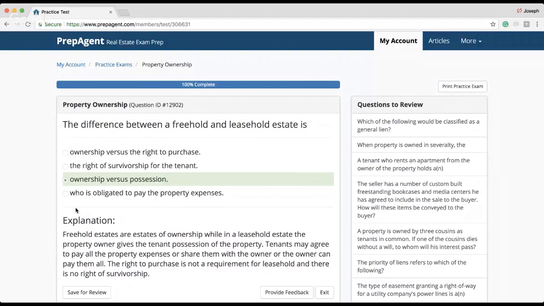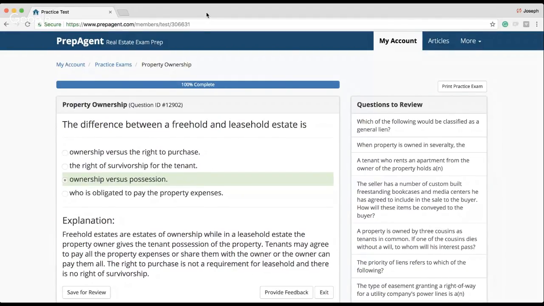Okay, this question's a little tricky because it doesn't say that, limited period of time or undefined period of time. But you do know with a less than freehold estate, you have possession, but you don't have ownership because it's a lease, somebody else's.